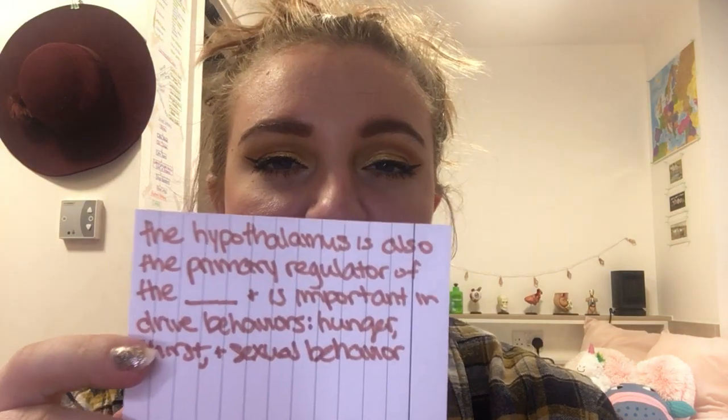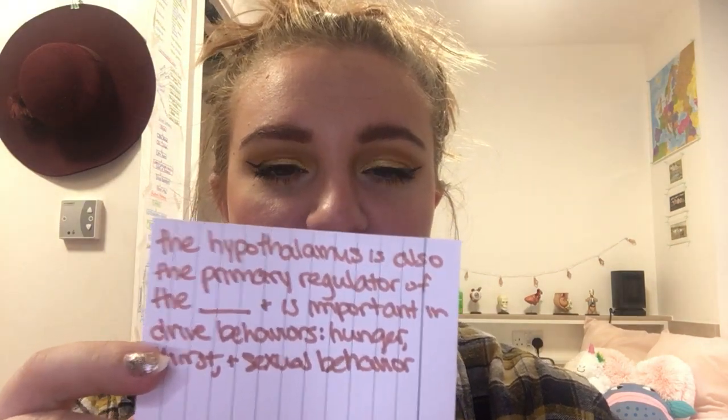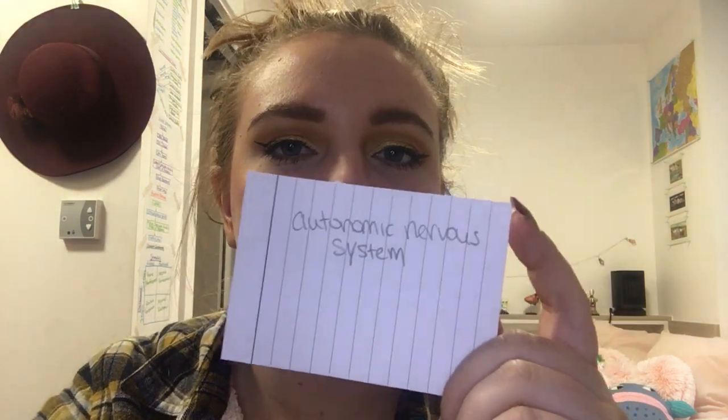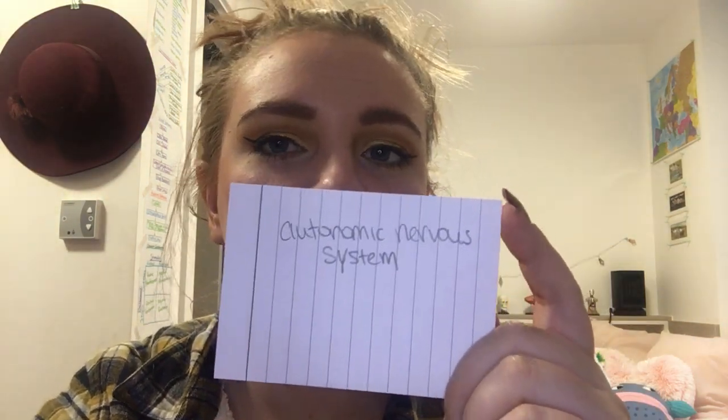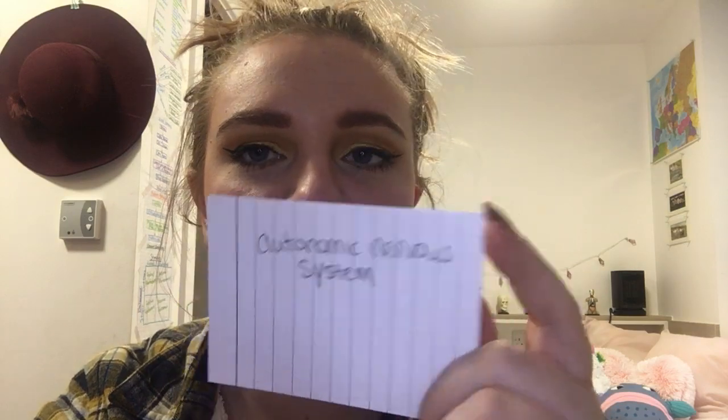The hypothalamus is also the primary regulator of the blank and is important in drive behaviors, hunger, thirst, and sexual behavior. So what system does that make you think of? Hunger, thirst, and sexual behavior. That's the autonomic system, where we have the parasympathetic and the sympathetic, the rest and digest and the fight or flight.